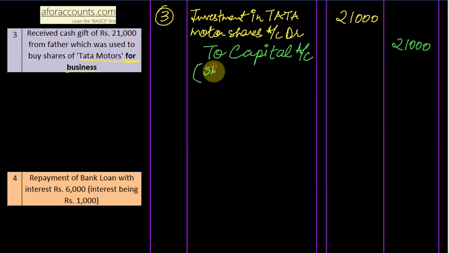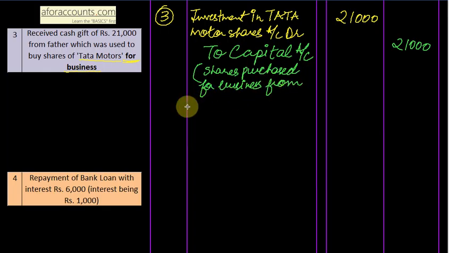So shares purchased for business from personal funds. Therefore, capital comes into picture. Personal funds. Okay. Moving on to the next point.